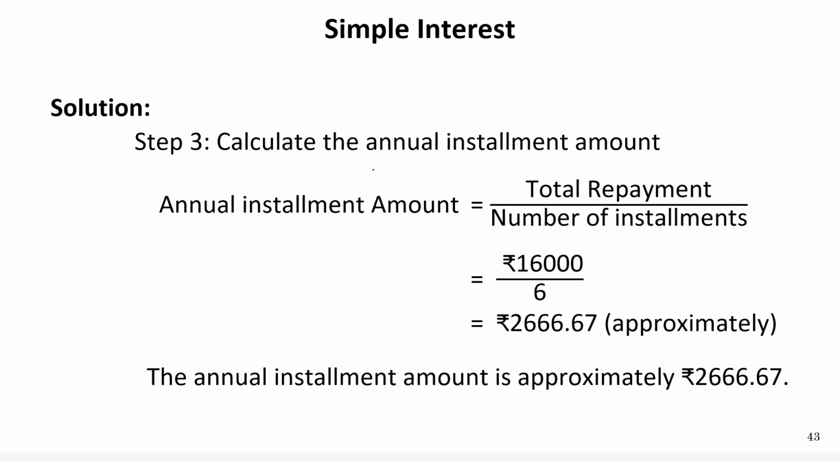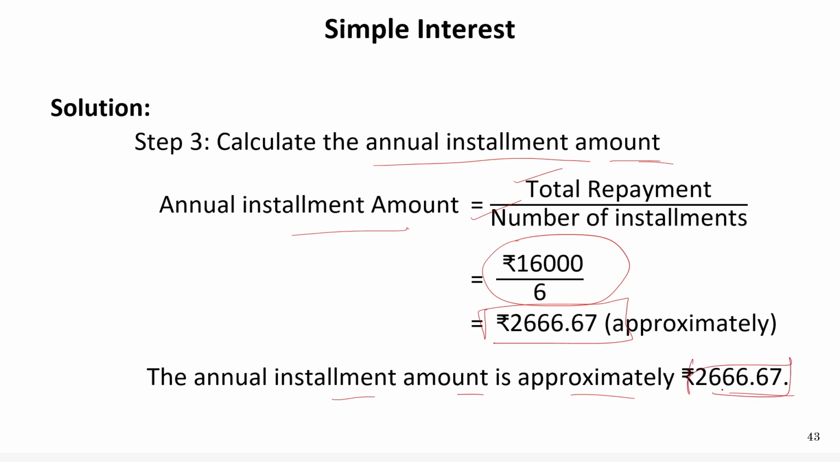right? So calculating the annual installment amount is equal to total repayment by number of installments, that is equal to 16,000 by 6. So 2666.67 approximately. So the annual installment amount is approximately 2666.67. Okay, this will be the correct answer.